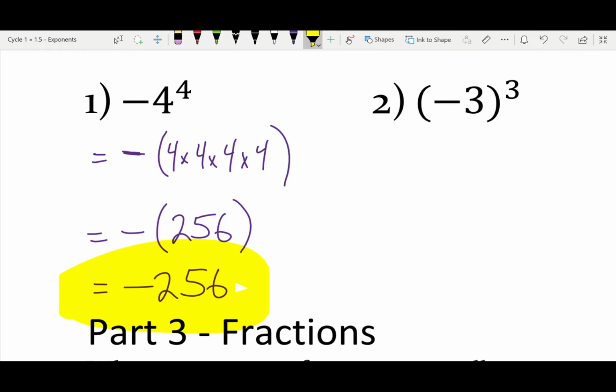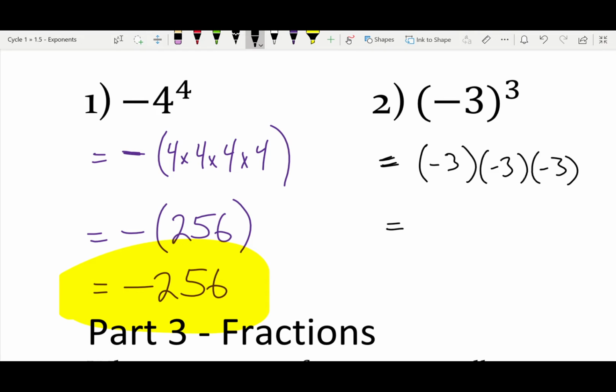It's negative. Right? It's negative because the negative was not in the brackets with it. We'll try another one. This one is in the brackets. So negative 3 to the power 3 is negative 3 times negative 3 times negative 3.